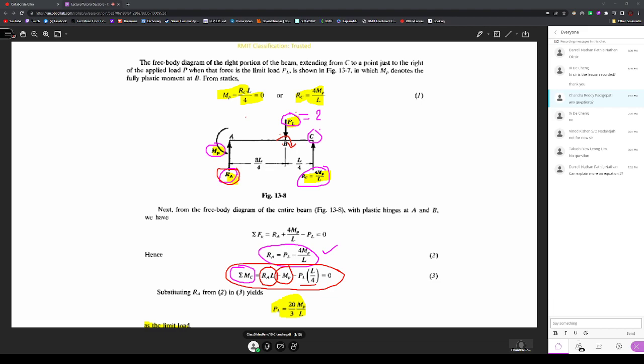From this, we need to calculate only the plastic load. We know RA, so you can replace the RA value here and simplify this in terms of the plastic load, and you can see the value will be 20 over 3 MP over L. Is that clear, Darren?